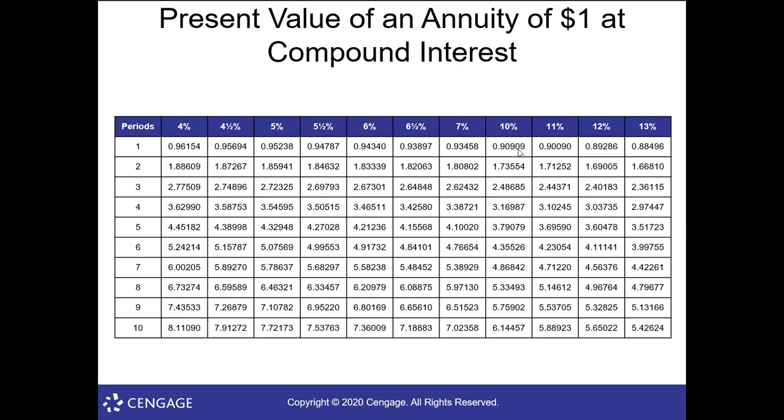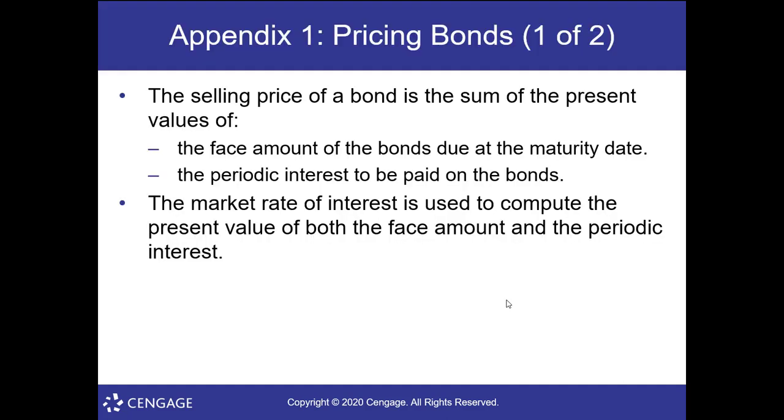Here's the .909 that we start with for period 1. This is just adding up the first table's factors. So if you take the .90909 and you add in the .826, you get 1.73554, and then so forth and so on. So that's how we're going to price.